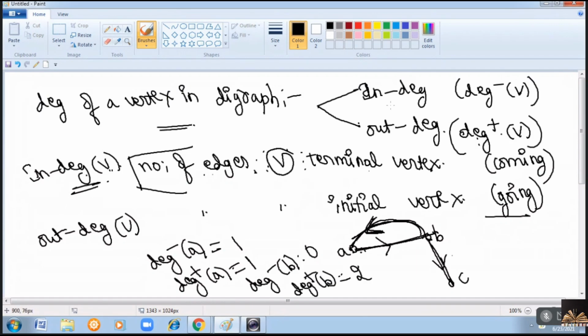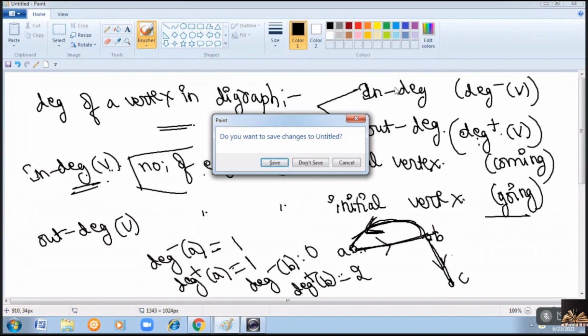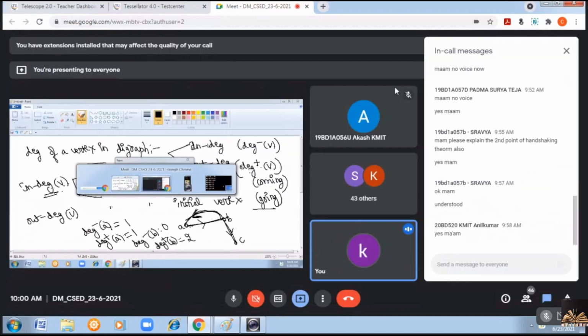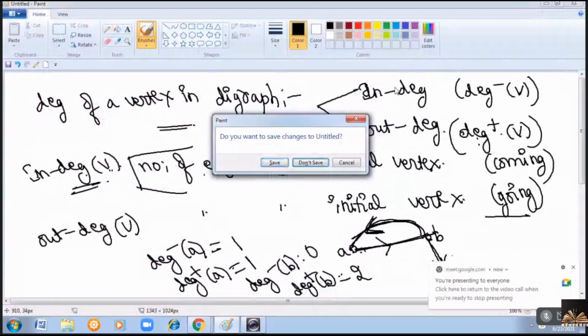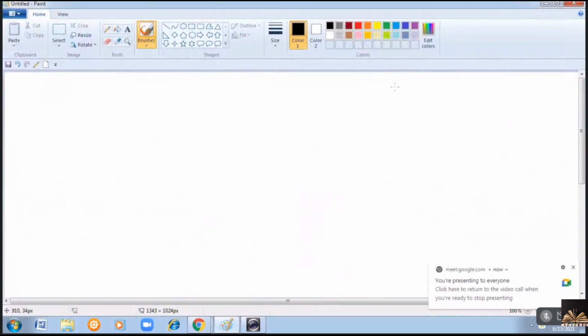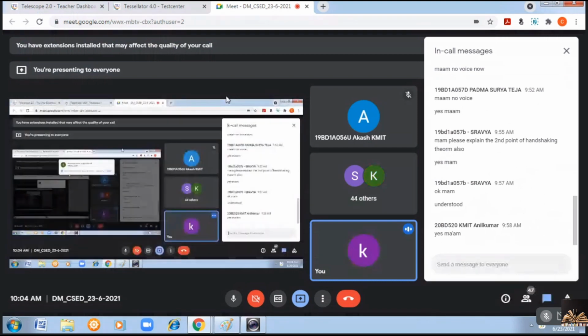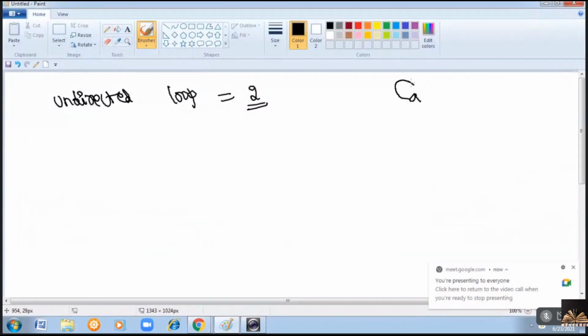Like this, in degree and out degree will be there for a directed graph. Let us see one example. Is it clear what is in degree and out degree? I'll explain with an example. And one more point to be remembered is, in case of an undirected graph, the loop contributes 2 to the degree of a vertex. If there is a loop at vertex A, then degree of A will be 2. Clear?